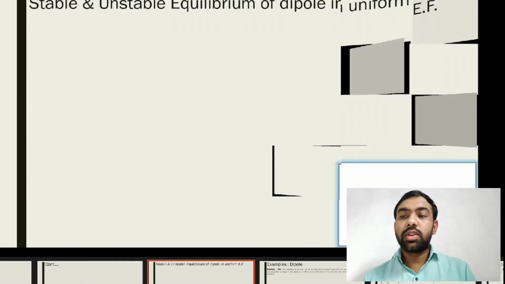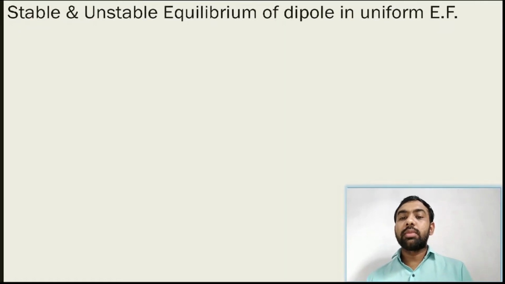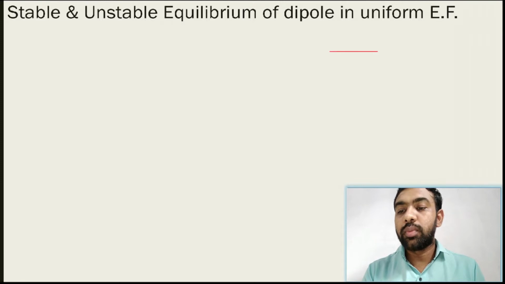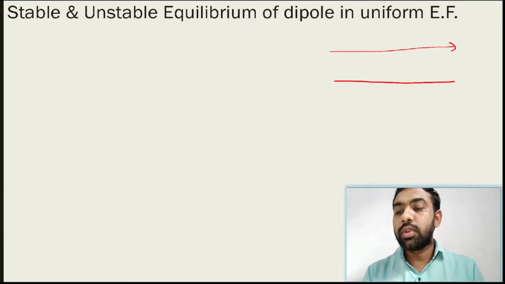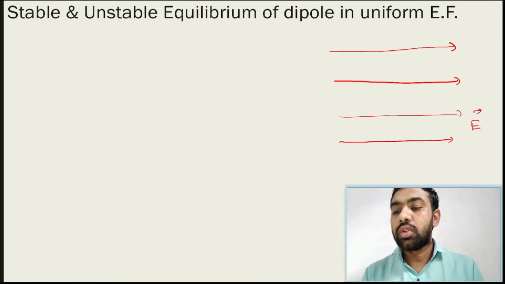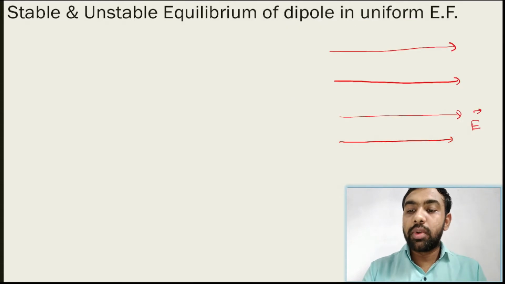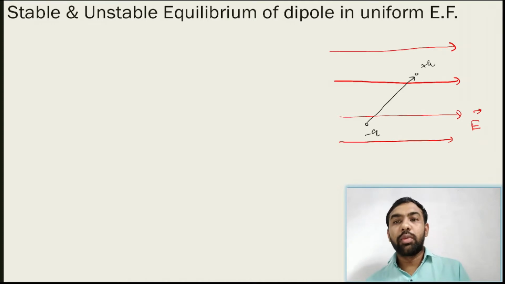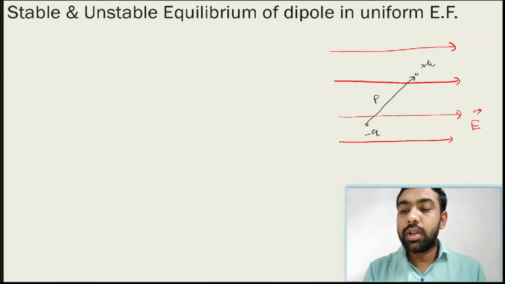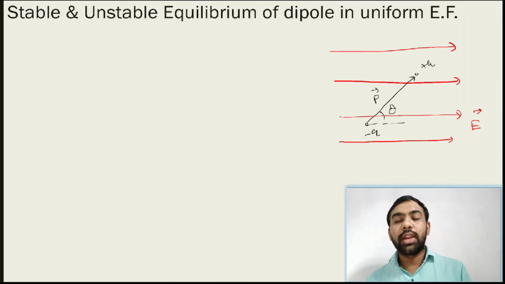The first one is stable and unstable equilibrium for a dipole in a uniform electric field. Let's try to draw the figure. Consider a uniform electric field, and let's put a dipole here, minus q and plus q. This is the dipole for us, and the angle between the dipole moment and the electric field is supposed to be theta.